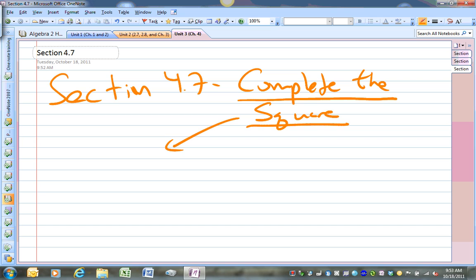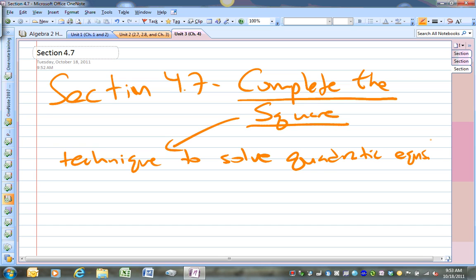Basically what this is, is a technique to solve quadratic equations. This technique can be used to do other things as well, but for today we'll talk about how it can be used to solve quadratic equations. So we'll start with our first example.